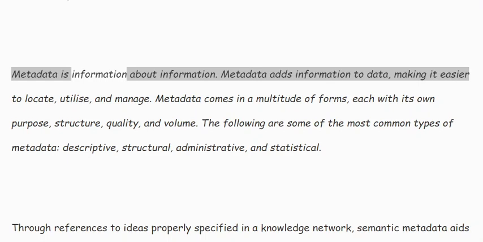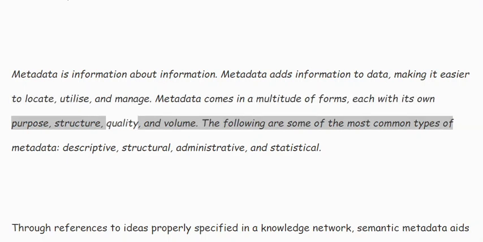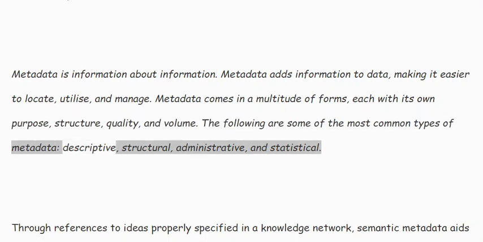Metadata is information about information. Metadata adds information to data, making it easier to locate, utilize, and manage. Metadata comes in a multitude of forms, each with its own purpose, structure, quality, and volume. The following are some of the most common types of metadata: descriptive, structural, administrative, and statistical.